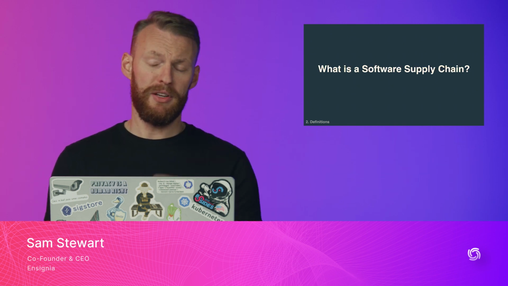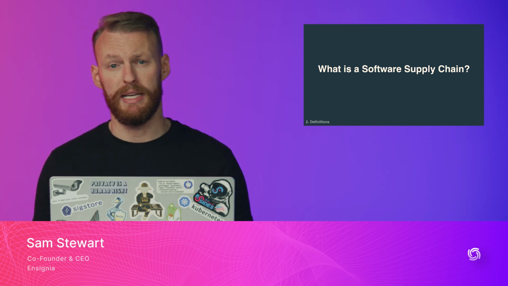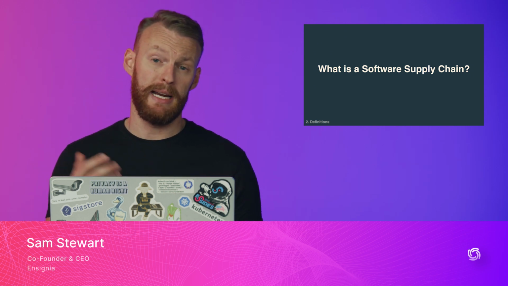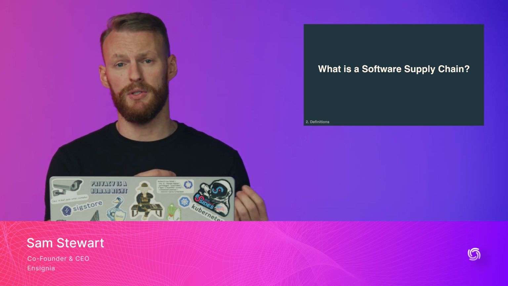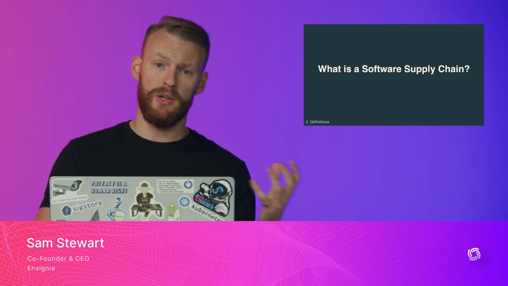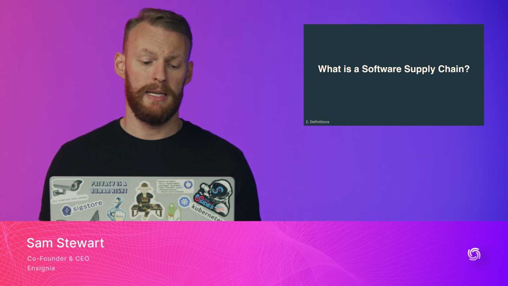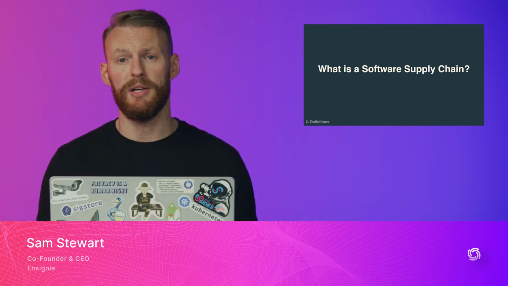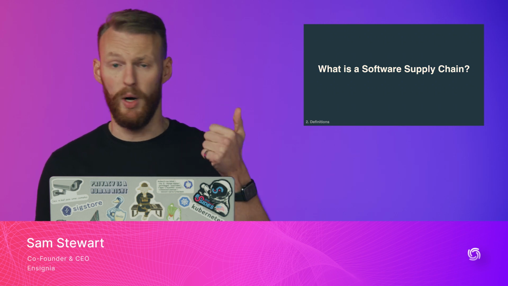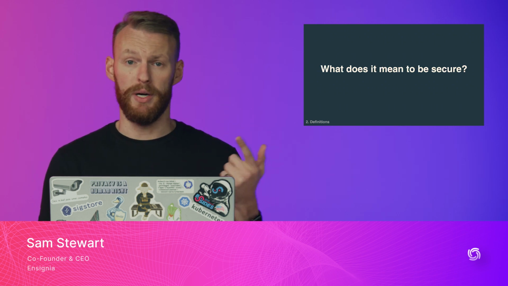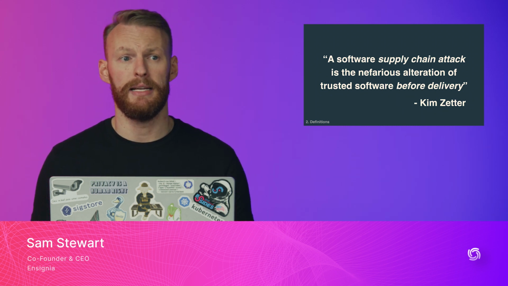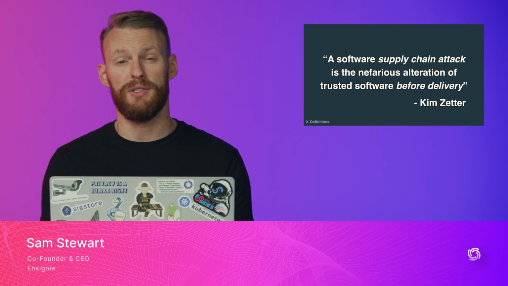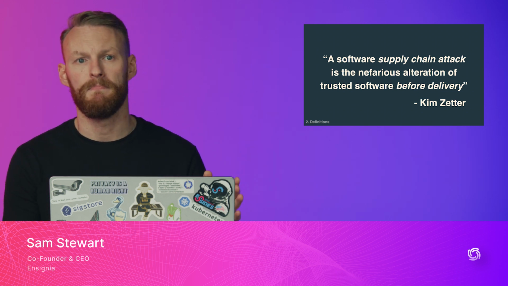I think to give us some clarity here, I want to reference Russ Cox again. He had a great keynote back at ACM SCORED in '23. And a workshop specifically, it was focused on software supply chain security, offensive research, and ecosystem defenses. He asked us two simple and very pertinent questions, which I think we should reflect on. What is software supply chain? And what does it mean to be secure? Now, on the first, he used a good definition from Kim Zetter. The supply chain attack is the nefarious alteration of trusted software before delivery. Cool.